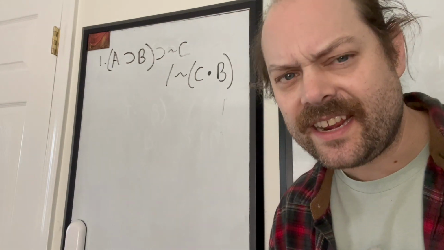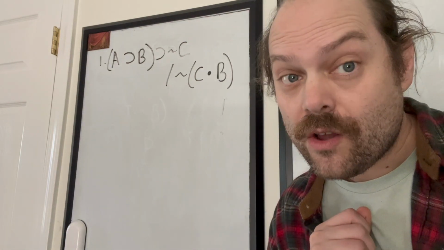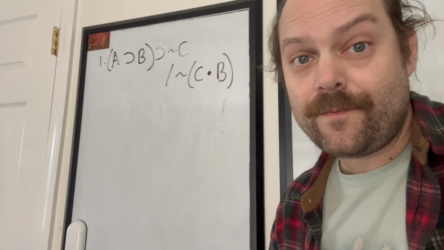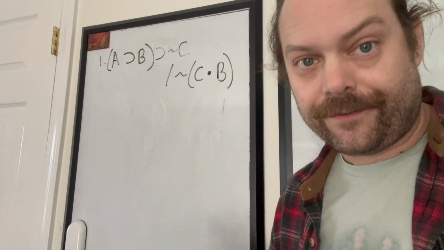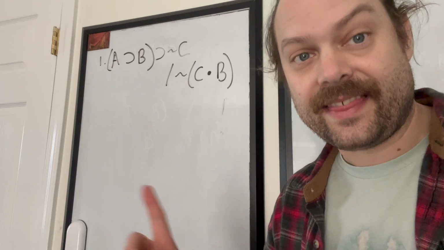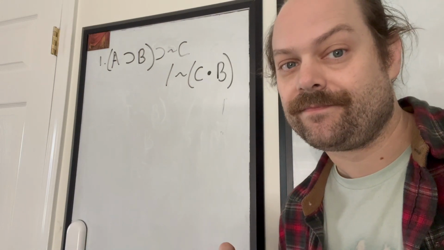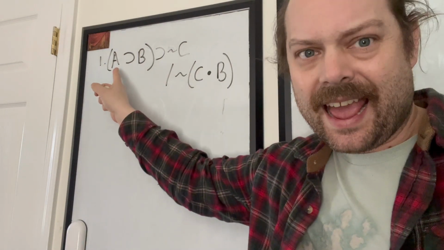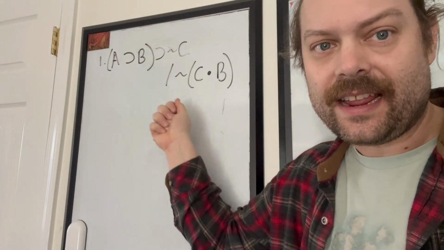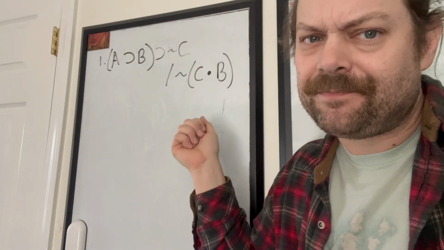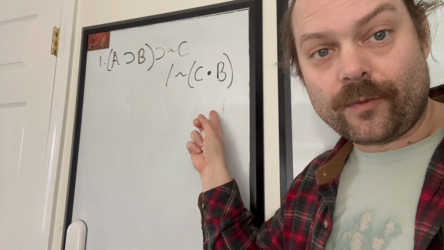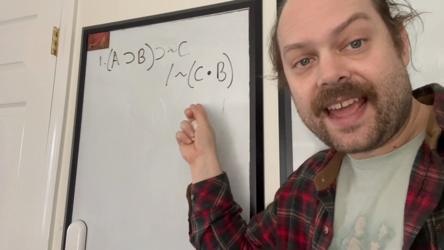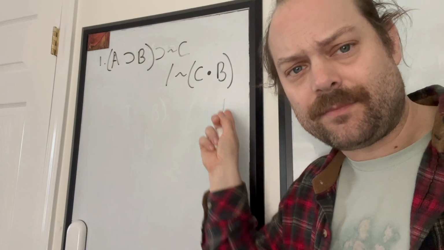All right, now let's practice an indirect proof, also known as a reductio ad absurdum. We have one premise: if A then B, then not C. We could also say A implies B, implies not C. And the conclusion we're after is, it's not the case that C and B.